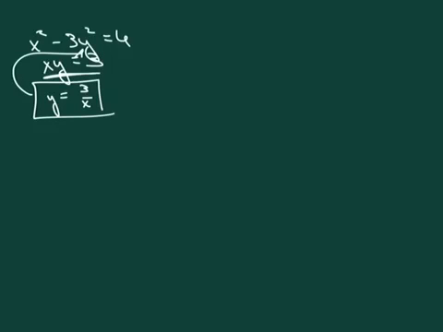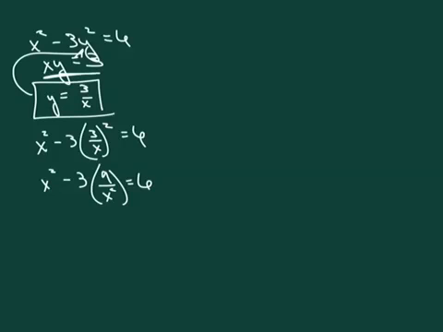So we've got x squared minus 3 times the quantity 3 over x, squared, equals 6. Or x squared minus 3 times 9 over x squared equals 6. Just doing one piece at a time. Or x to the 4th minus 27 equals 6x squared. What I did there is multiply both sides by x squared to get rid of the fraction.